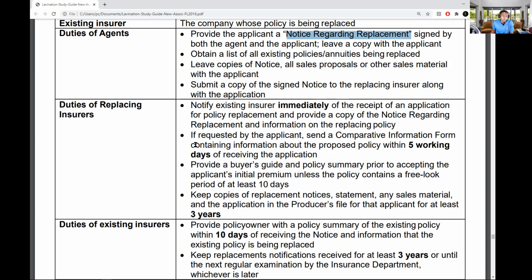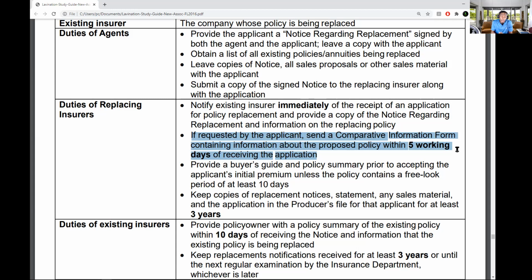The second bullet says, if requested by the applicant, send a comparative information form containing information about the proposed policy within 5 working days of receiving the application. So remember those days: 5 working days. That's the easy number, 5. That's the work the replacing insurer has to do as well.